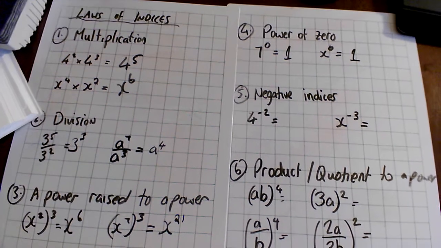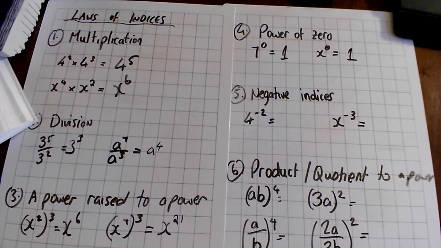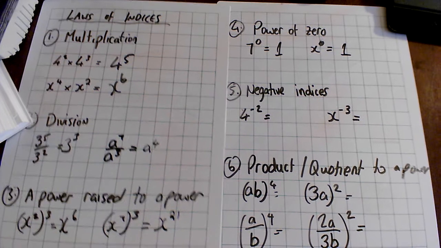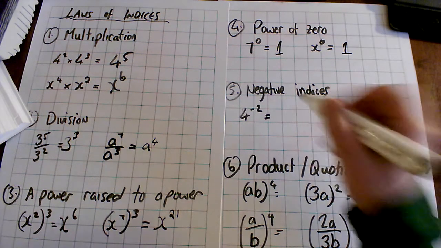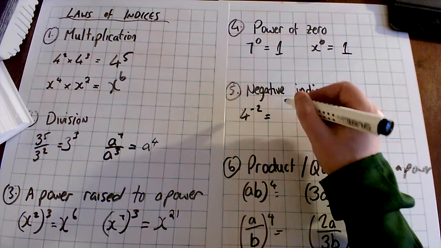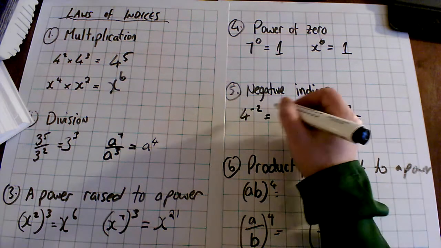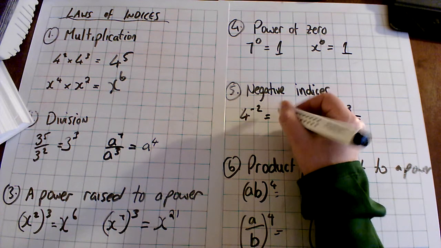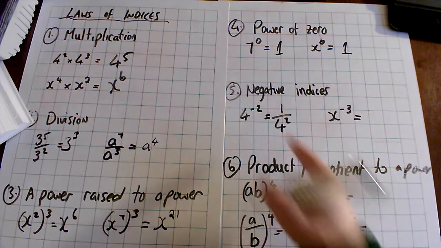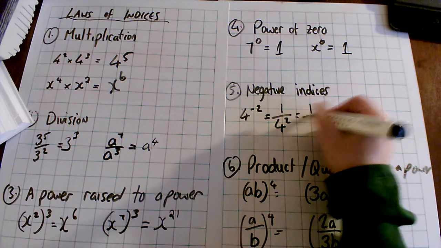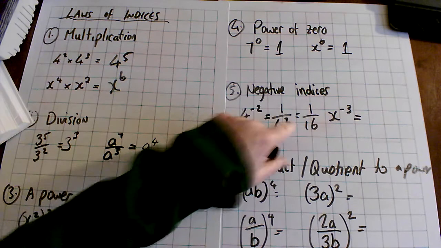Negative indices. Here it starts to get a tiny bit trickier. And we'll move on to trickier ones again tomorrow. 4 to the power of minus 2 is the same as saying 1 over, and again this is in the yellow box on page 326, 1 over 4 to the positive 2. And if it's a number, you could say 1 over 16, because 4 squared is 16.